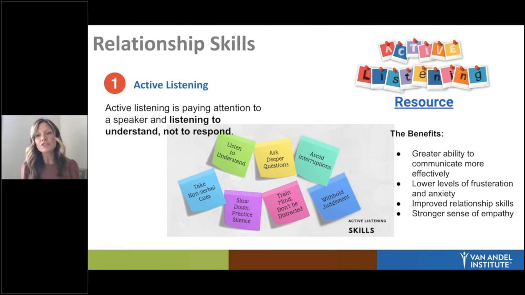So the benefits are a greater ability to communicate, and also lower levels of frustration and anxiety, improved relationship skills, and again, a stronger sense of empathy. So really getting our students to learn to become active listeners. I've listed some resources in the hyperdoc for you to check out that could help your students get there as well.